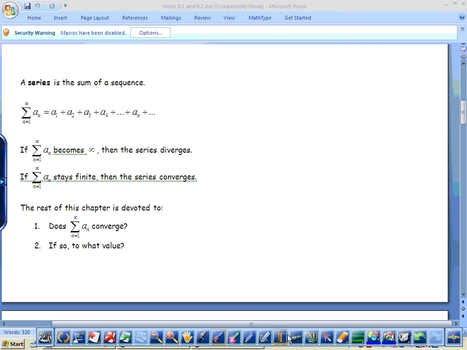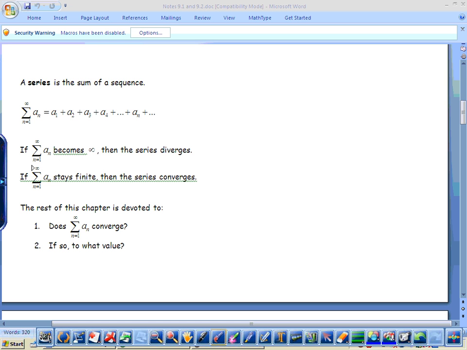All right, a series is then a sum of a sequence. So all we do is take those numbers of that sequence and add them up together. Instead of commas between all of the terms, we have pluses. This notation right here is called your sigma notation, or the summation notation.